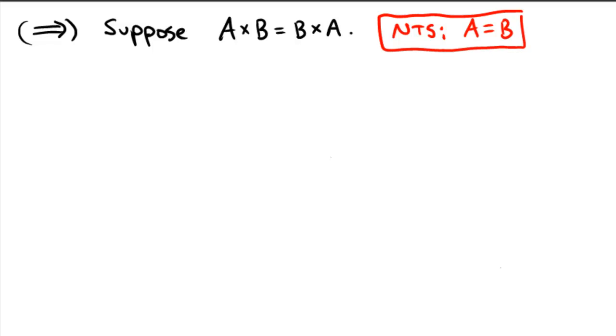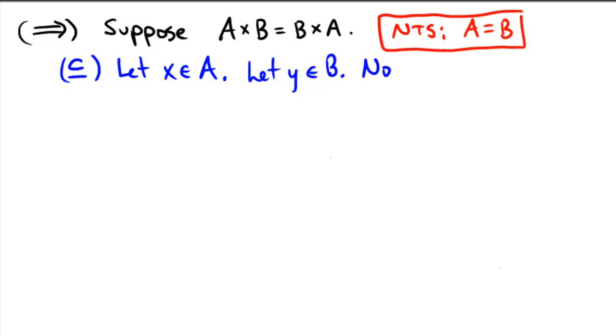Now in order to show that A equals B, these are two sets that we're hoping are equal to each other. So the way that I'm going to do this is a double containment proof. In the forward direction, I need to show that A is a subset of B. Every single thing in A is in B. So let X be an element of A. Now suppose B is non-empty. Let Y be any element of B.